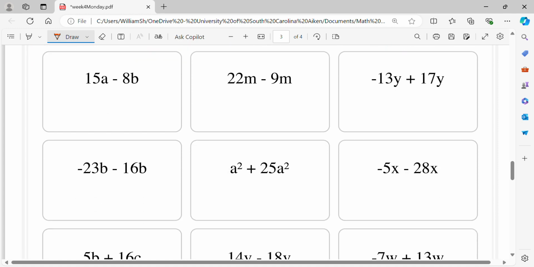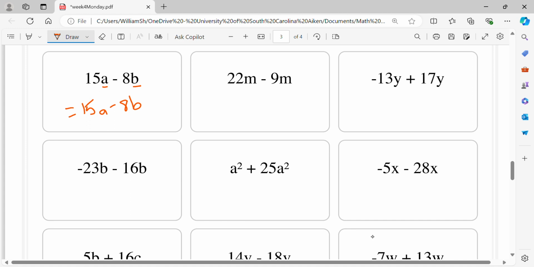I have 15a minus 8b. These both have terms, but they're not like terms. Okay. They both have variables. The first one has a variable of a. The second one has a variable of b, but they're not like. Okay. So this is different. So I can't combine them. I can only combine them if they're like terms. These are different terms. So, because I can't combine them, that means this is already as simple as it can go. And I have 15a minus 8b.